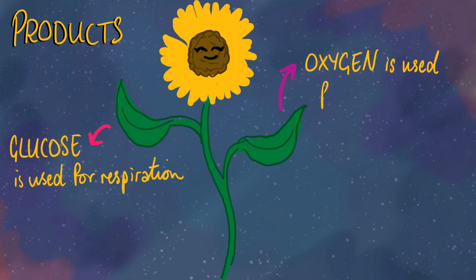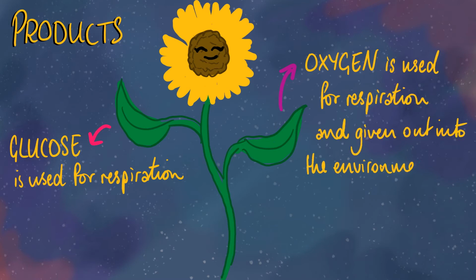And the second product is oxygen. So oxygen is used for respiration in the plant again, and it is given out into the environment. So you all know by now that trees and plants produce oxygen for us. If there aren't enough trees on the earth, then the oxygen levels will go down. Okay, that's why it's really important now that we learn about deforestation and why it's bad. Okay, so we want as many trees on the earth as possible to give out oxygen for us.